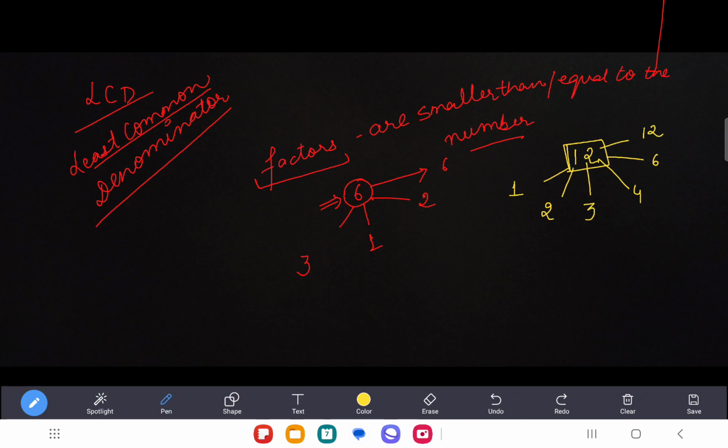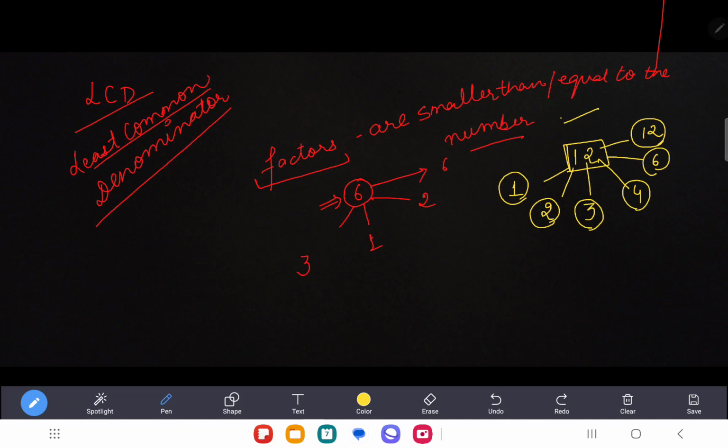Tell me. What does that mean? That means 1, 2, 3, 4, 6, and 12 are all the factors of 12. Understood or not?